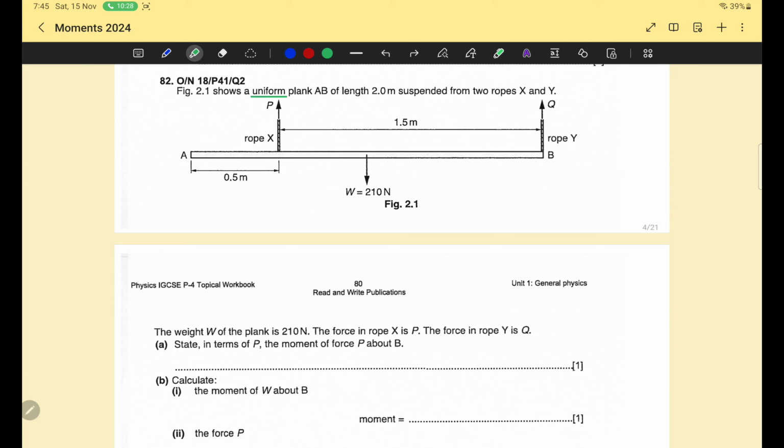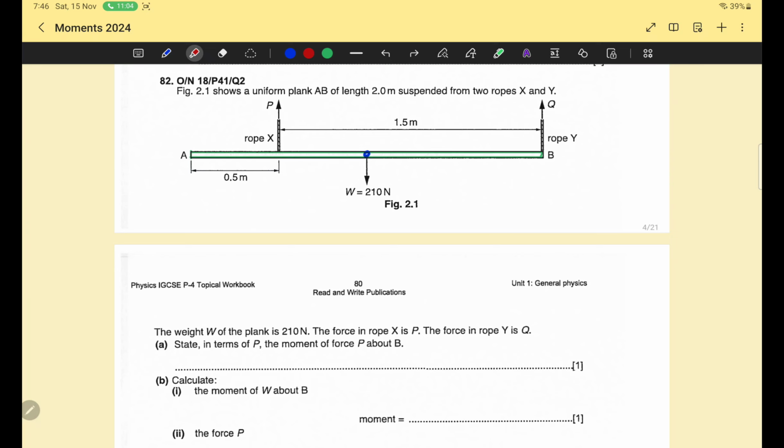Sir, what is the meaning of uniform plank? A uniform plank means any object in which mass is distributed uniformly and the weight of the object is acting from its geometrical center, from the midpoint. Such a body is called uniform. Uniform body means the weight of the object is acting from the midpoint of the object. So the object is uniform.